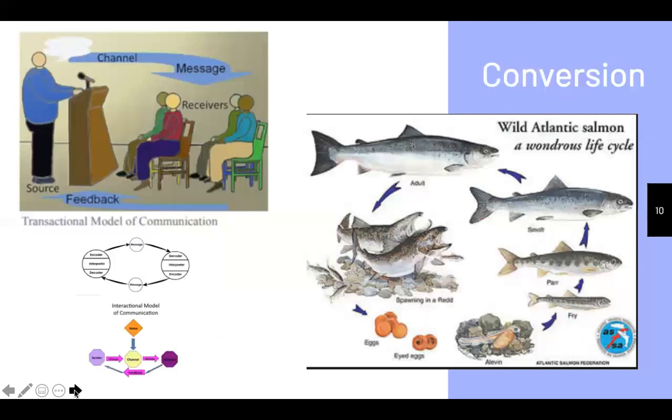All right, conversion. What is conversion? Conversion means that the process goes round and round. For example, the source will become the receiver and the receiver will become the source. So it goes on and on, like in a circle. Like in the transactional model of communication, where we have encoder to decoder, and then the decoder becomes the encoder, and the encoder becomes the decoder. This process keeps on going in the circle. So this is what we call conversion.